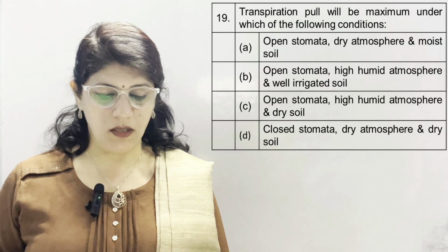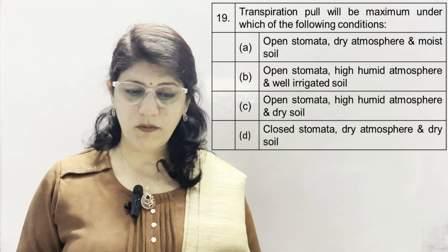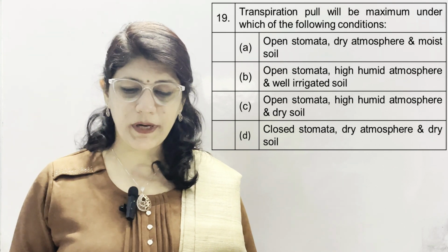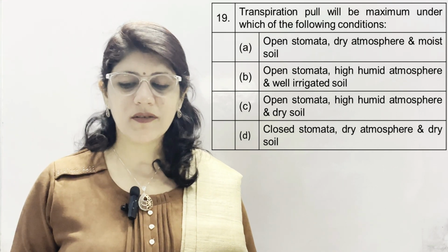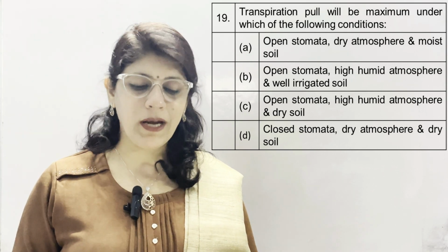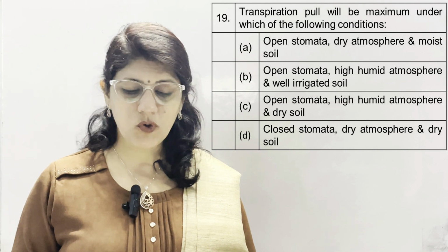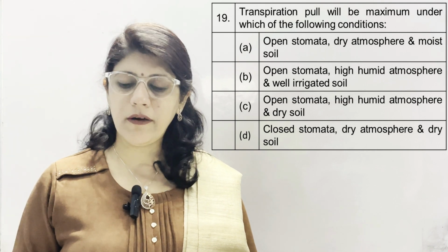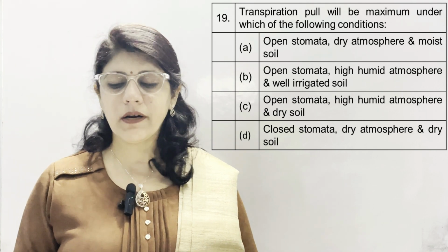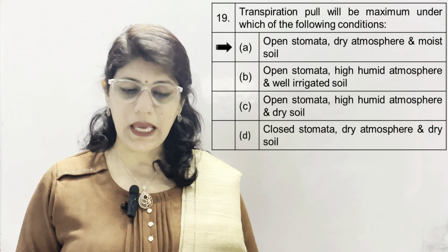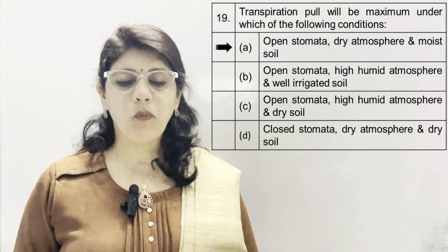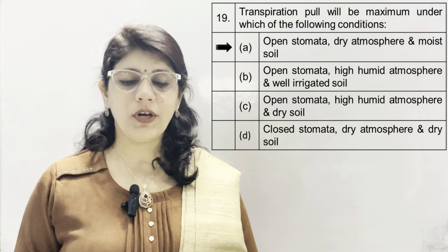In question number 19, transpiration pull will be maximum under which of the following conditions? A option is open stomata, dry atmosphere and moist soil. B is open stomata, high humid atmosphere and well irrigated soil. C is open stomata, high humid atmosphere and dry soil and D is closed stomata, dry atmosphere and dry soil and the correct option is A which is open stomata, dry atmosphere and moist soil under which the transpiration pull will be maximum.